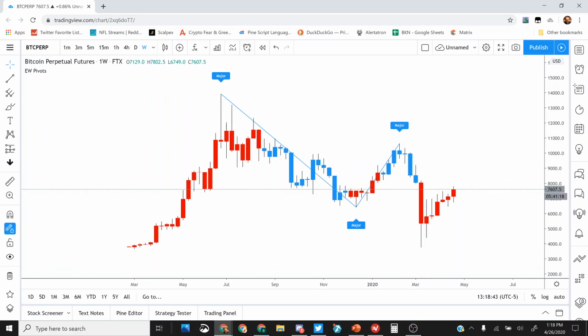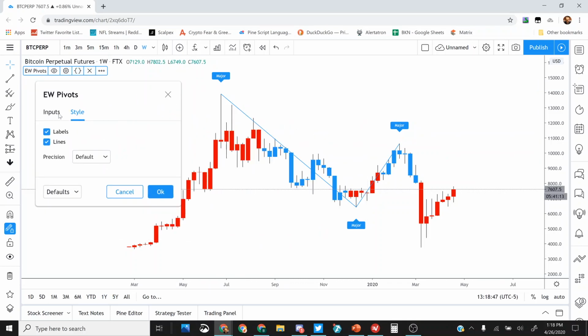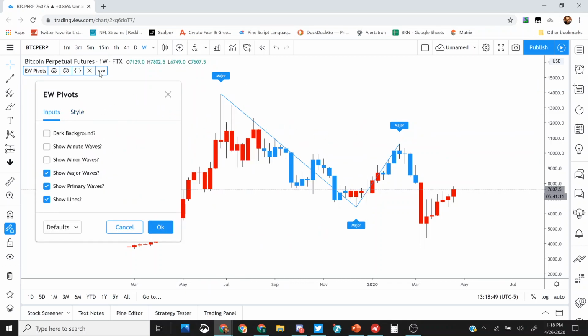So let me just show you how it should be used. You can turn the lines off if you want to, so it doesn't have the connection. I worked hard on those lines, so hopefully you like the lines. You can see there's no primary waves marked on this chart. You can also switch it to the dark background. The only one that will change is the primary waves because the labels are black, so it will switch them to white with black text.